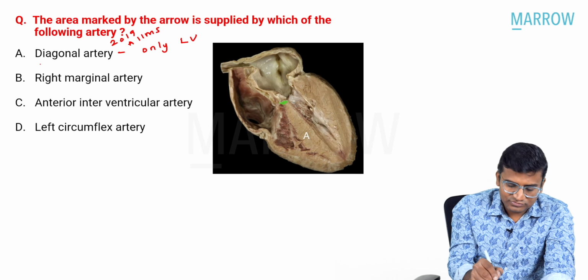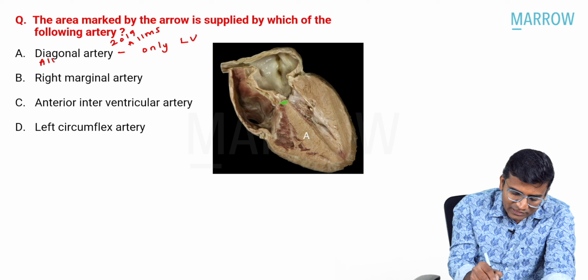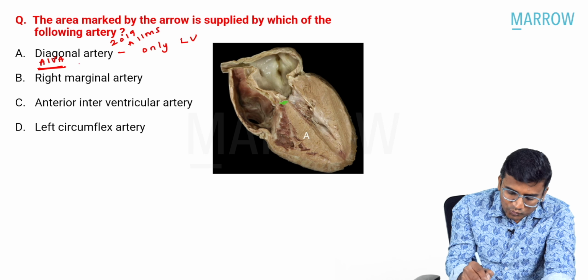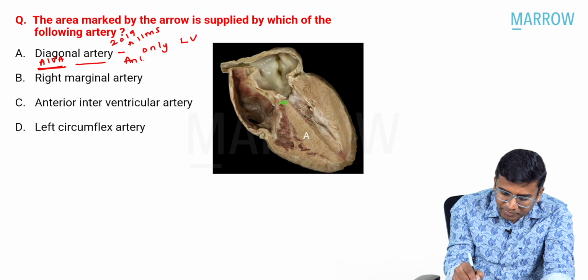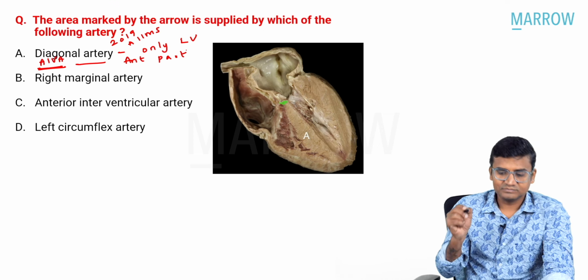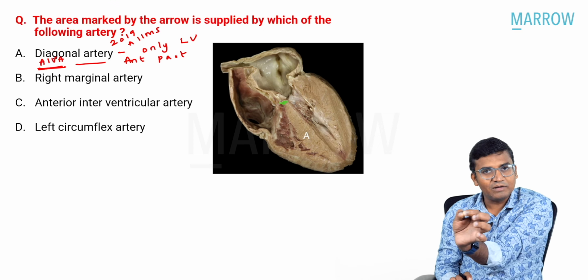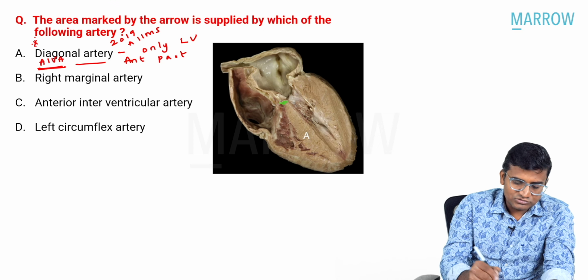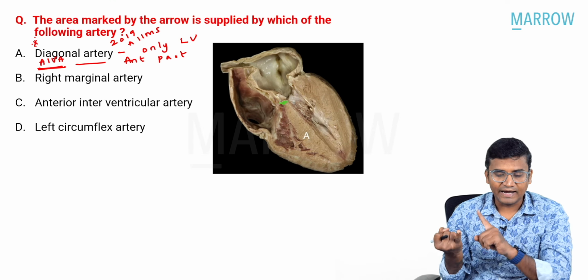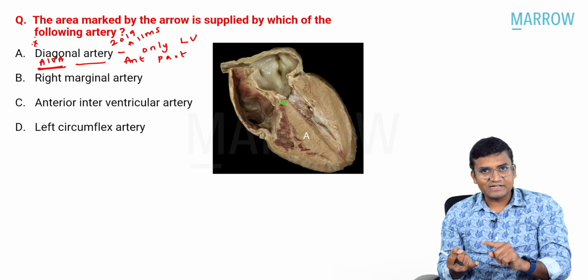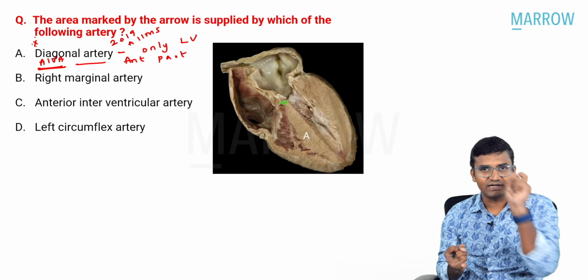Diagonal artery is a branch of the anterior interventricular artery, which supplies the anterior part of the left ventricle. Only the left ventricle, anterior part, this artery is supplying. So diagonal artery is a branch of, the question, anterior interventricular artery. Diagonal artery supplies only the anterior surface of the left ventricle.